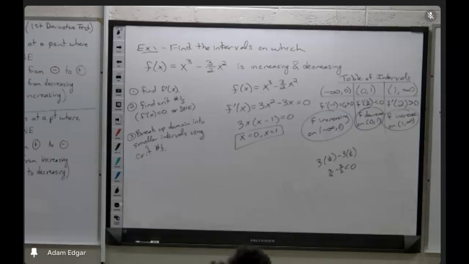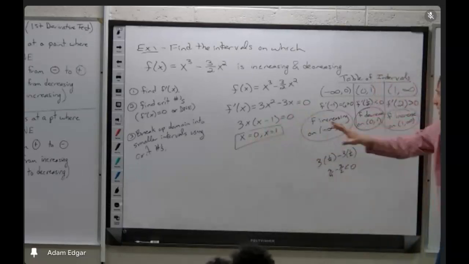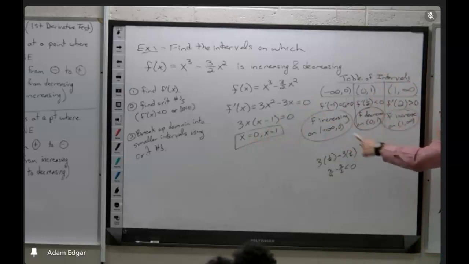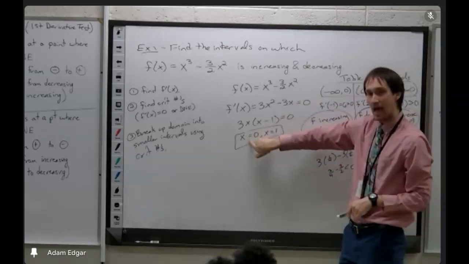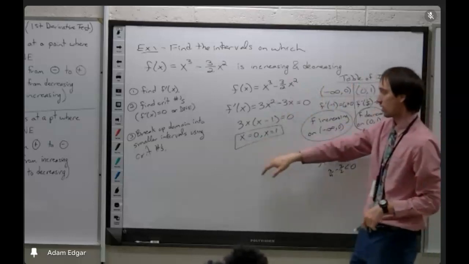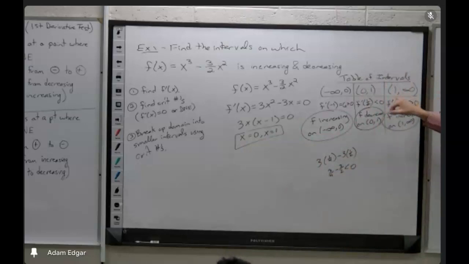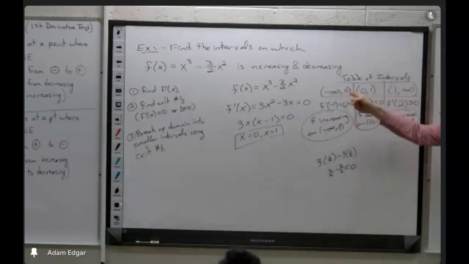Oh, yes. So we're using the critical numbers to split the domain into intervals. The more critical numbers you have, the more splits you have to make. So if we also had a critical number at 5, then we'd have not 1 to infinity, but 1 to 5, and then 5 to infinity. So the more of these you have, the more stuff you have to plug into the derivative to check.